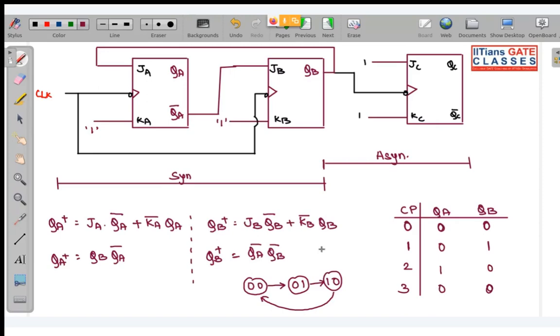So let us check that also. Suppose we had started from 1 1. Then QB QA, the next state will be 0, and over here this will also be 0. Yes, so this is self starting. Even if we start from 1 1, we are going to go to 0 0. So this is not required. Still, I told you that this will be a self starting counter.